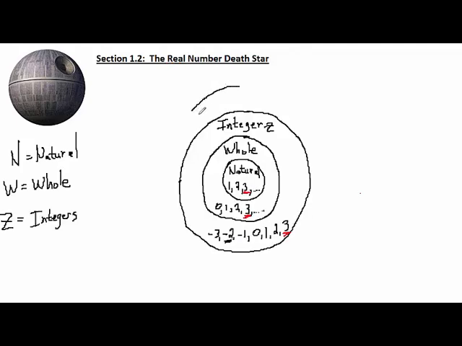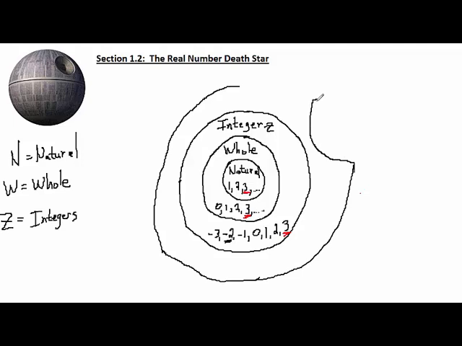The next layer of the Death Star, and one of the most outer layers. So this is an important layer, all except for this part right here. Got to cut out a little piece of the Death Star. This outside category is one of the biggest categories. It includes the naturals, the wholes, the integers, and it also includes all fractions, all fractional numbers. We call these the rationals, and we use the letter Q to represent the rationals. Rationals just means fractional. So that's any fraction.